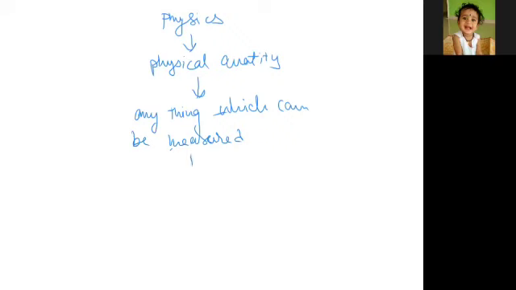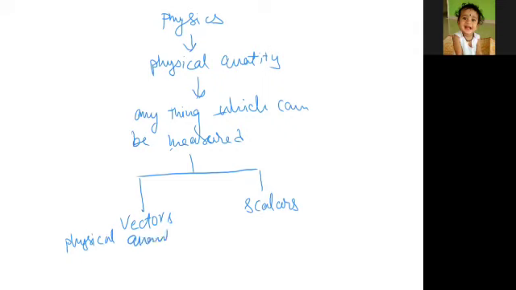So we have two kinds of physical quantities to deal with now in the IIT JEE curriculum, that is vectors and scalars. We have more than two, but then we don't have them in the IIT JEE curriculum. So what is a vector? A physical quantity which has both direction and magnitude is known as a vector.